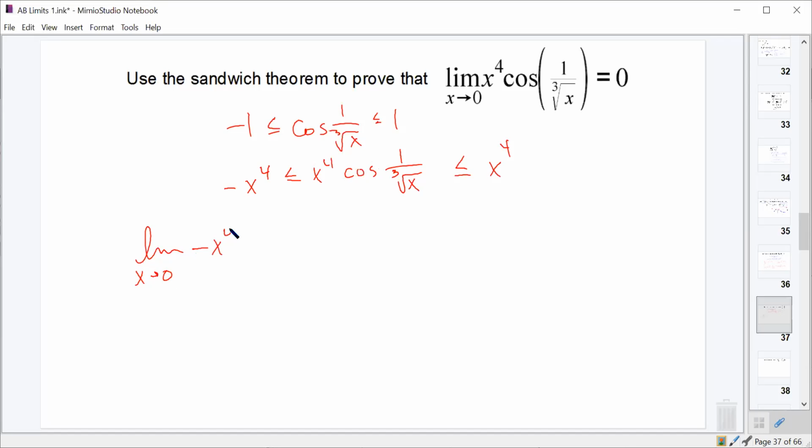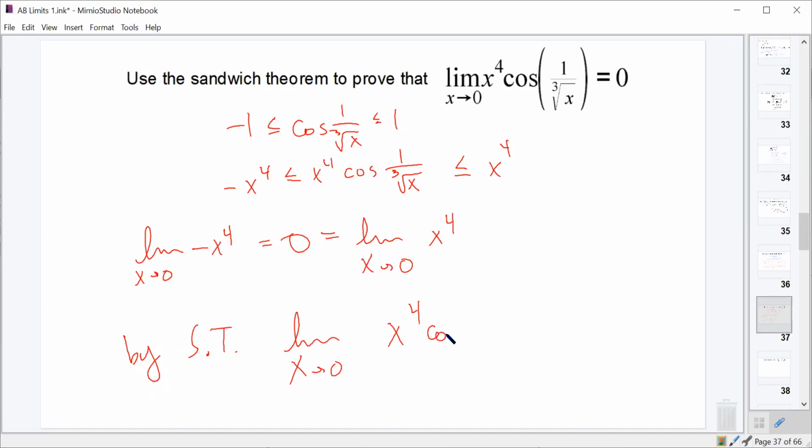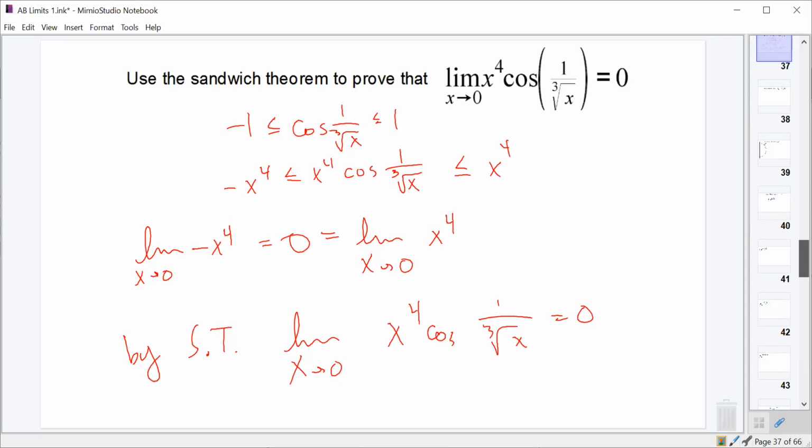Just find those 2 limits, both of which are 0. And then you can say that by the sandwich theorem, the limit as x approaches 0 of x to the 4th cosine 1 over cube root x is also equal to 0. Good or no? Yes. Cool.